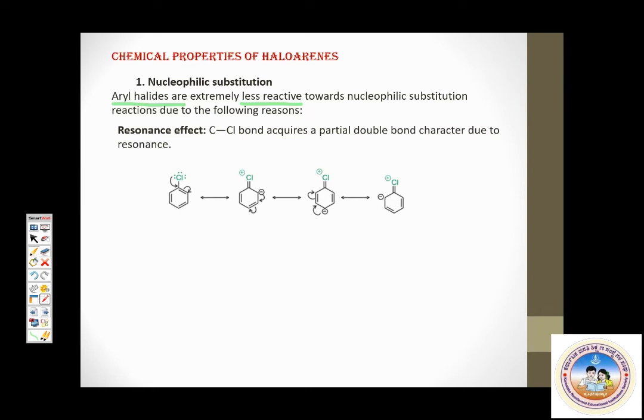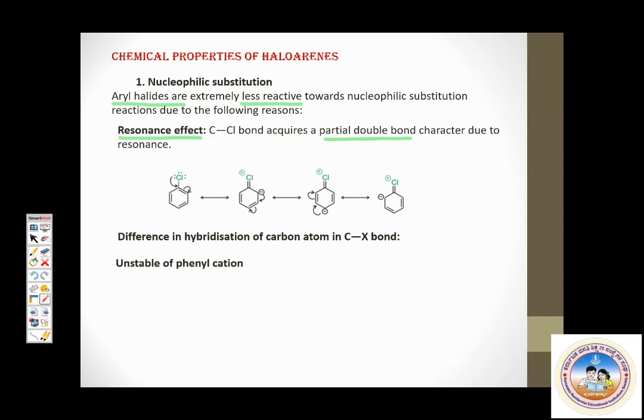One is the +R effect of chlorine, the resonance effect of chlorine, because of which the carbon-chlorine bond acquires partial double bond character. If the bond acquires partial double bond character, the bond becomes strong and therefore less reactive. That is one reason. Second, hybridization of carbon atom. In haloarene, the carbon atom to which halogen is attached is sp2 hybridized. Let me write it.